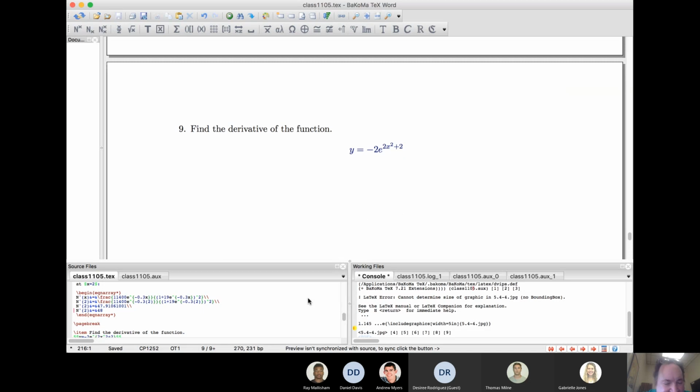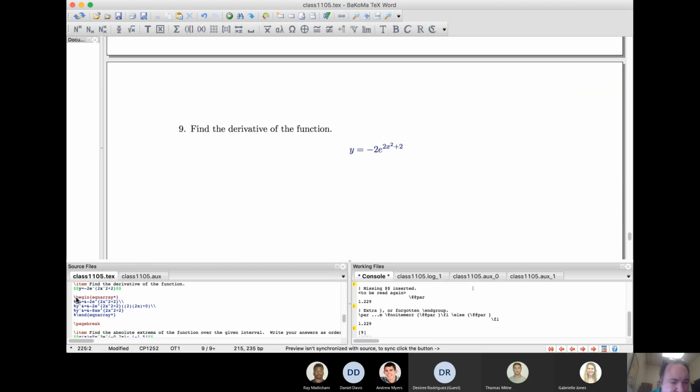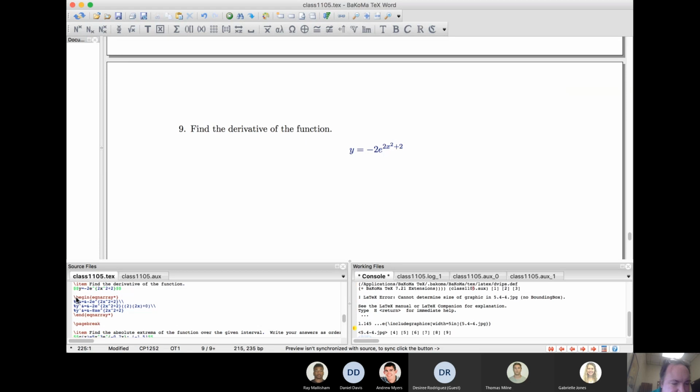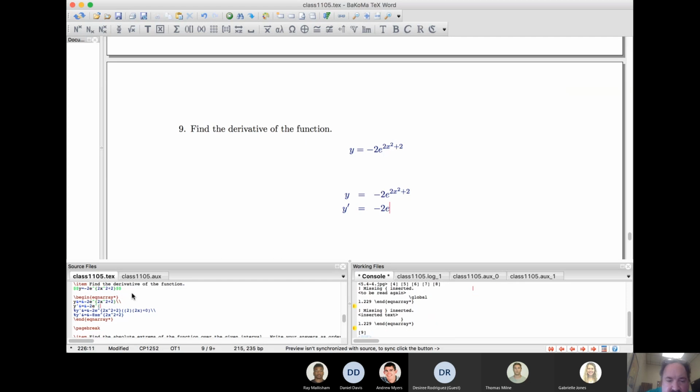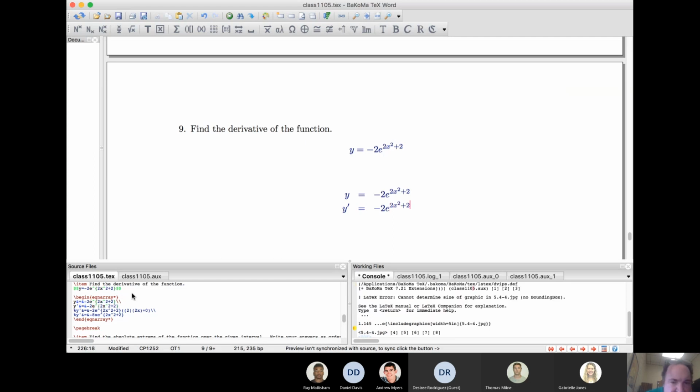Three problems left. This one is another quickie where you need the chain rule because you have an exponential function with another function as the exponent. So the y prime turns out to be, okay, minus 2 just sits there. Then the exponential times the derivative of the exponent.